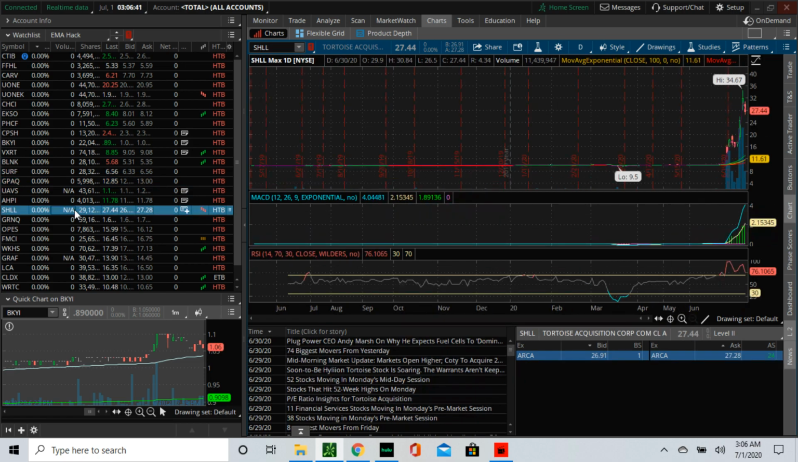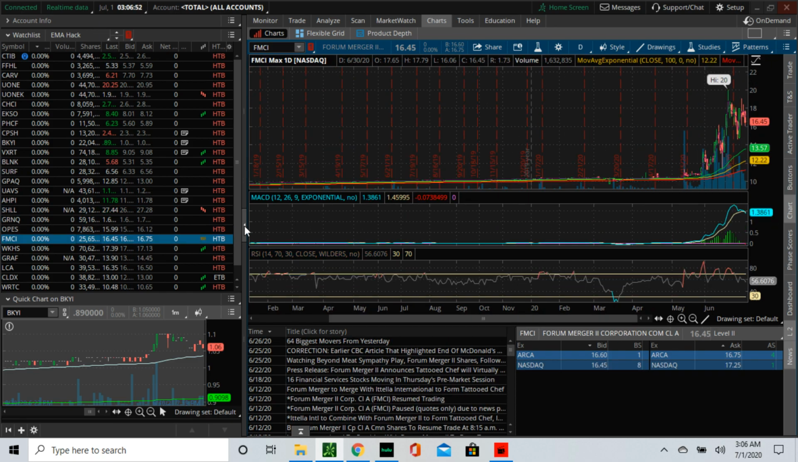SHLL, same thing, flat EMAs, and then it spiked. Let's look at FMCI, same thing, flat EMAs, went to spike, 25 million float. OPES, same thing.